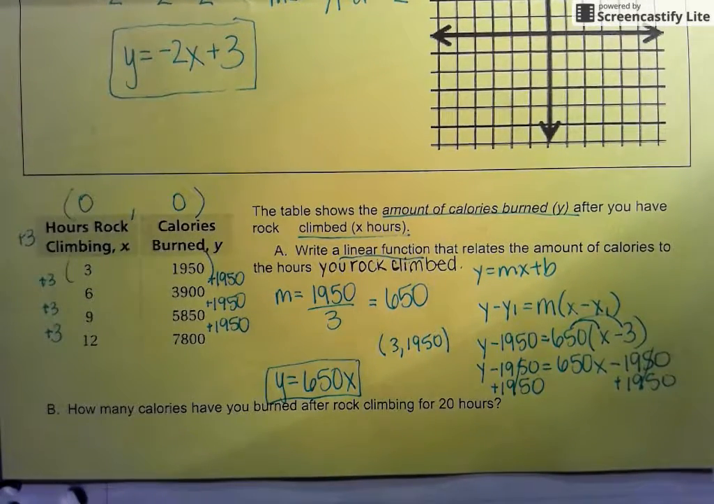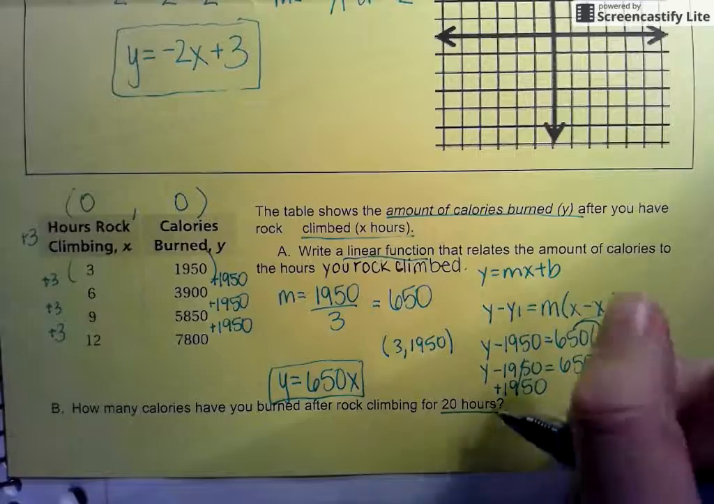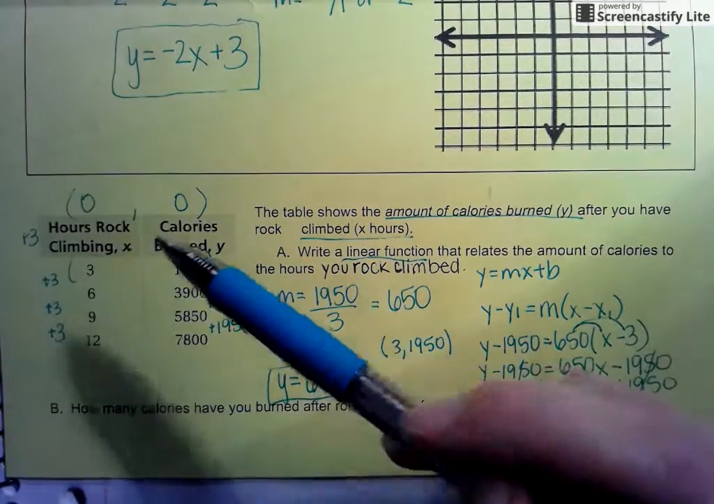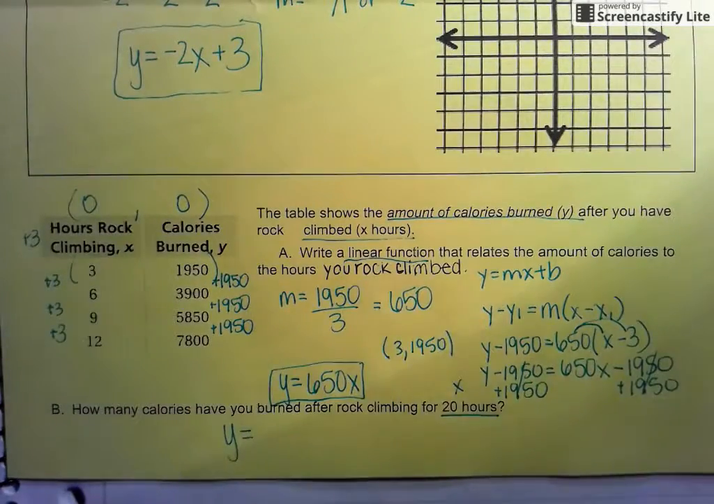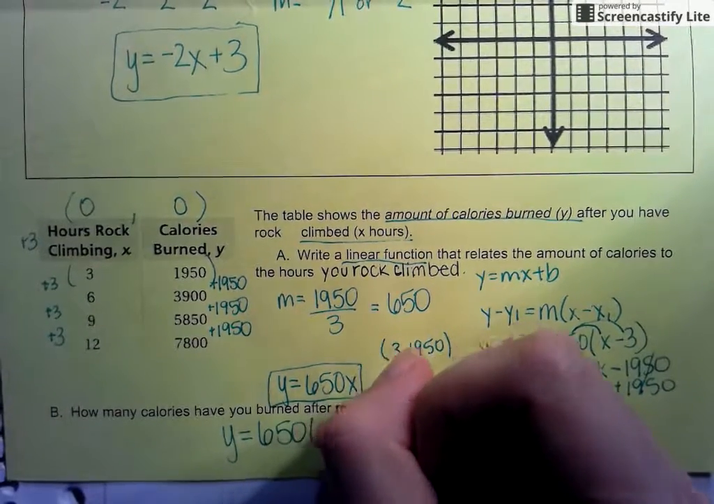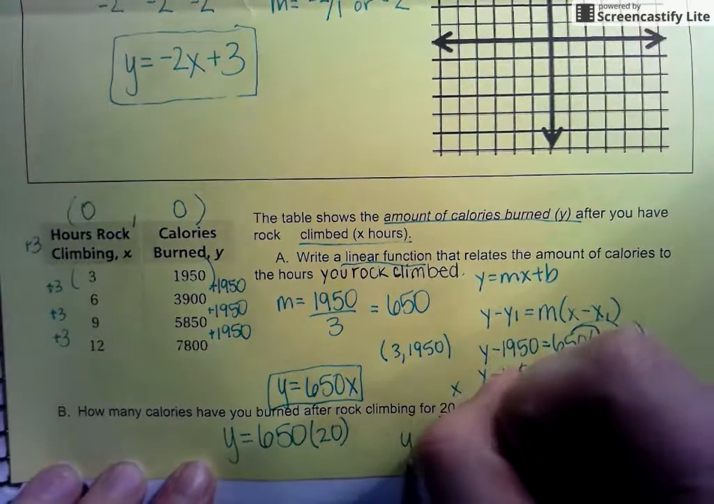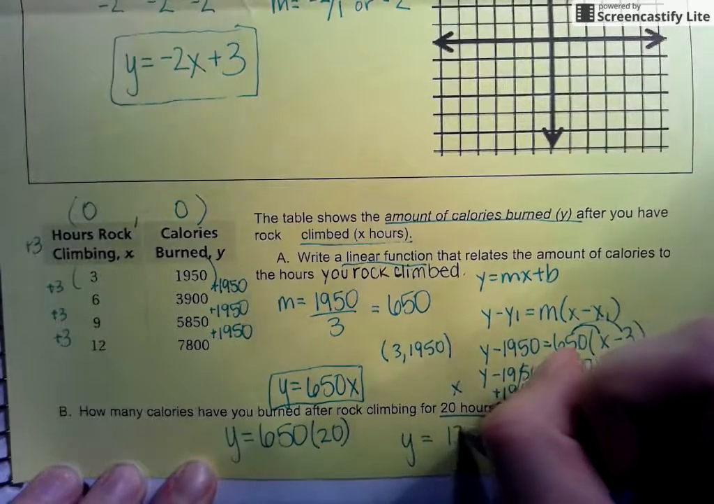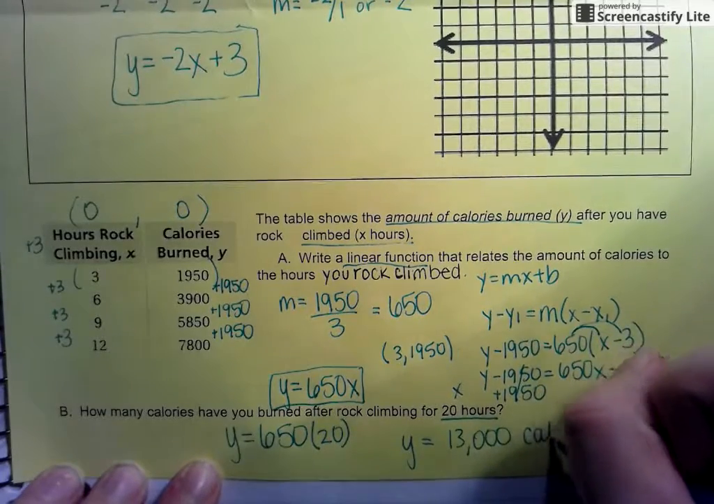Now it says, how many calories have you burned after rock climbing for 20 hours? So I got to figure out, what does the 20 stand for? Is that my x or my y? Well, if I look at my chart, hours rock climbing is my x. So I'm going to take this equation, which is y equals 650x, and I'm going to substitute that 20 in, because this is a function. So what I put in, which is my x, I'm going to get my y value. So in this case, the amount of calories that I would burn would be 13,000, because 650 times 20 is 13,000 calories.